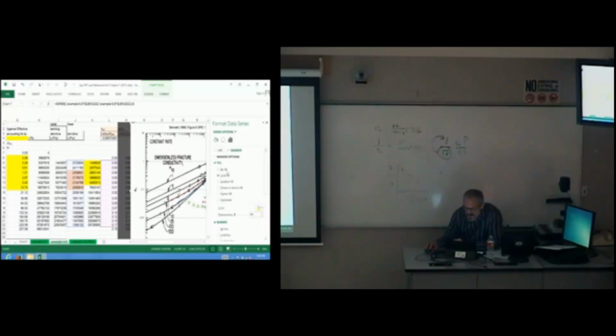And let's make its marker color. Where's my marker? Marker options, built-in. Where's my marker line color? Border, solid line. There we go.